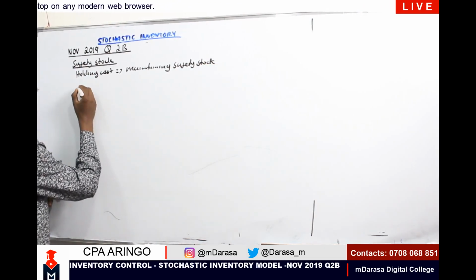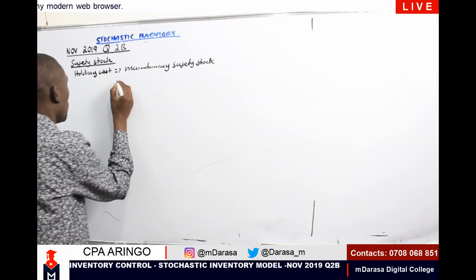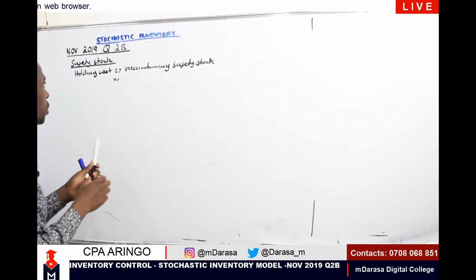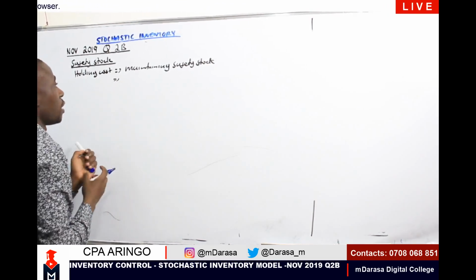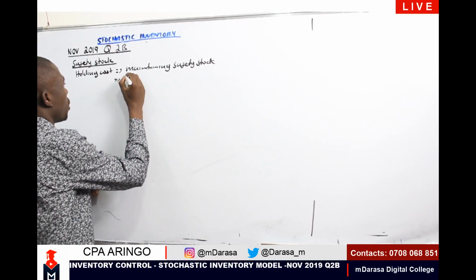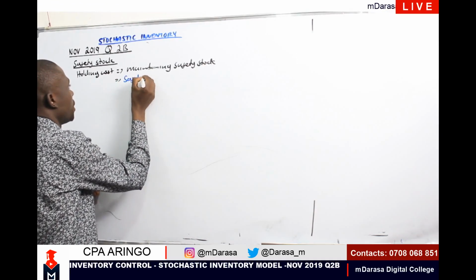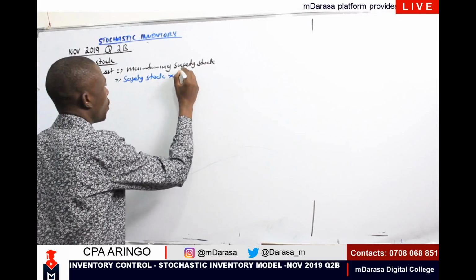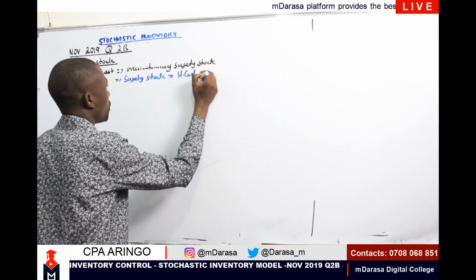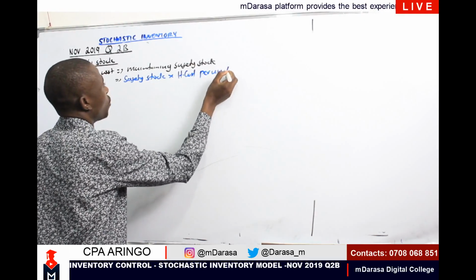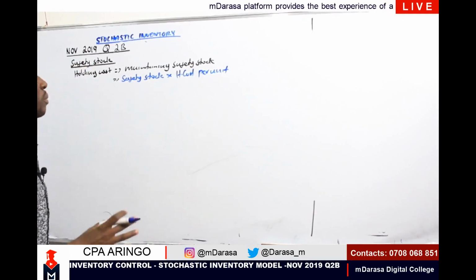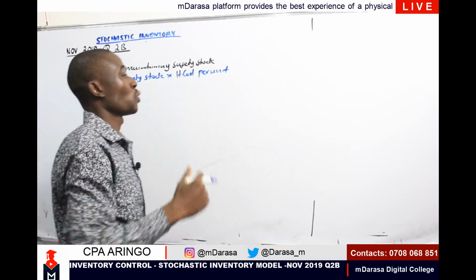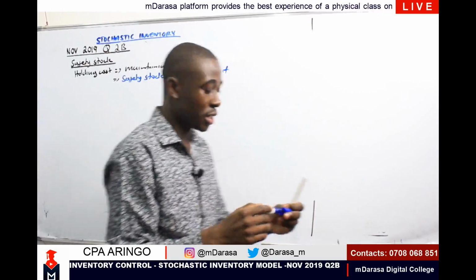Then I should be able to determine the holding cost of maintaining the safety stock. We know very well that we are going to talk of our safety stock, and we multiply by our holding cost per unit. So meaning that we know very well that I should be having what? Our holding cost per unit.